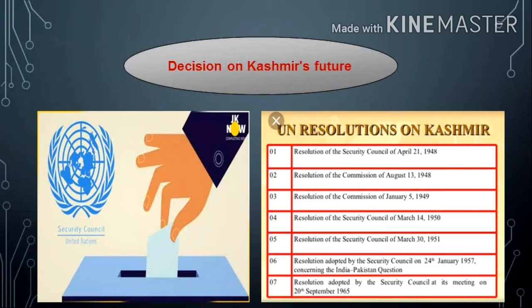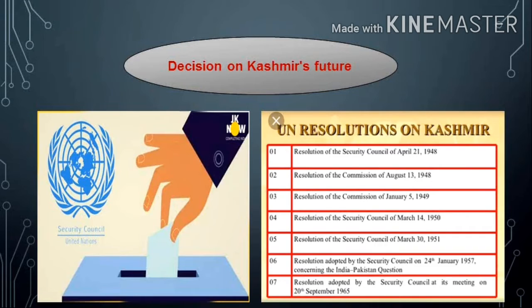Decision on Kashmir's future. The Security Council accepted Pakistan's standpoint at that time and decided that Kashmir's future would be according to the will of the people living in Kashmir. A referendum would be carried out under the supervision of the United Nations. It means the United Nations would conduct the referendum and learn the choice of Kashmiri people, whether they want to join Pakistan or India.